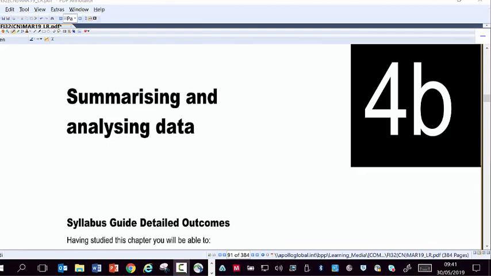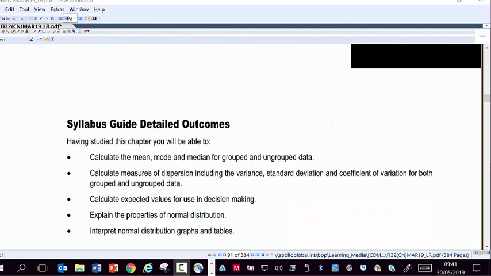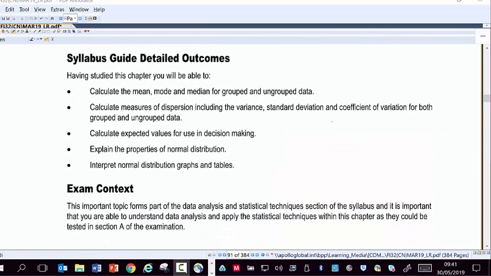Chapter 4b covers summarising and analysing data. It's from Syllabus Area B, which focuses on data analysis and statistical techniques. Summarising and analysing data is a new section of that area of the syllabus. It's section number 3, and it was added to the syllabus from September 2019. Let's have a look at each of the detailed learning outcomes from this new part of the syllabus.